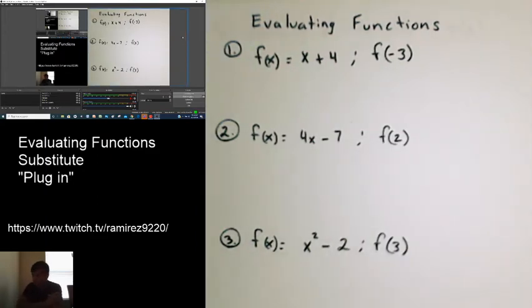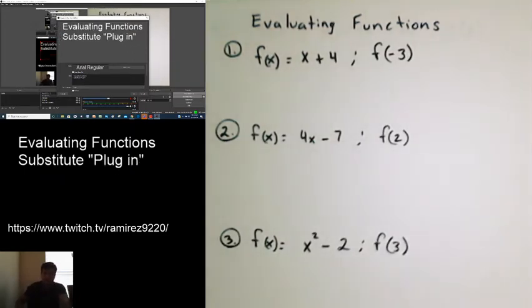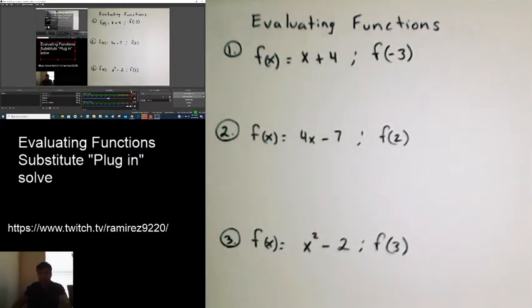Alright guys, so now we're going to go ahead and talk about how to evaluate functions. Basically all it is is just substitution, just plugging it in. So the basic steps, if you want to think of it as steps, is again, we're going to substitute into our function. When we substitute, it's pretty much the same thing as plugging in. And then after we substitute, we literally evaluate. When we evaluate, we just solve it. That's all it means.